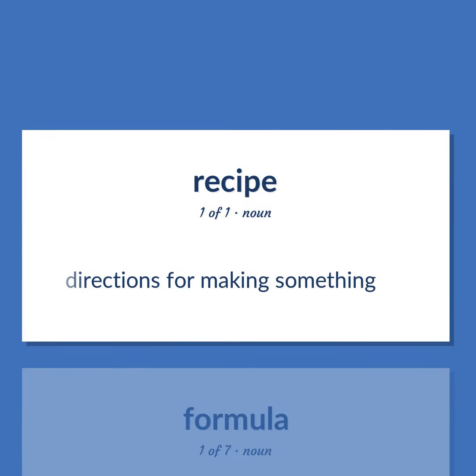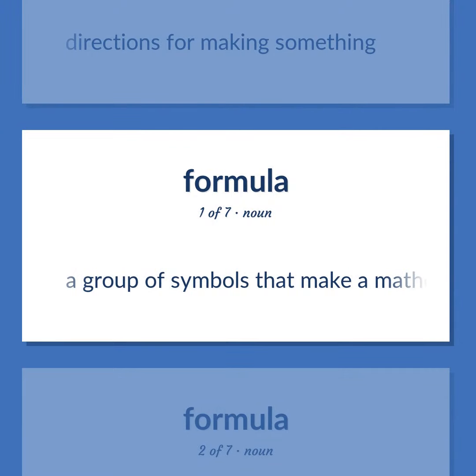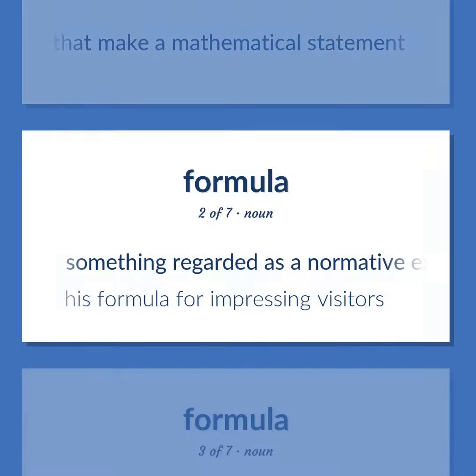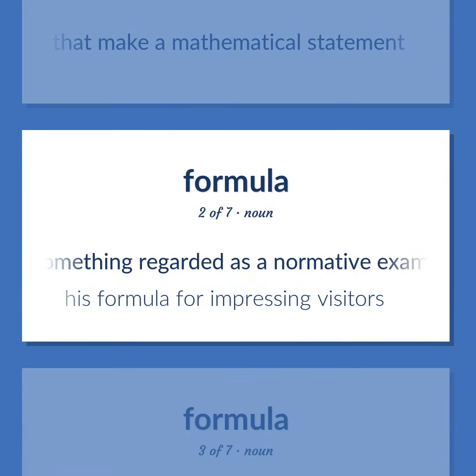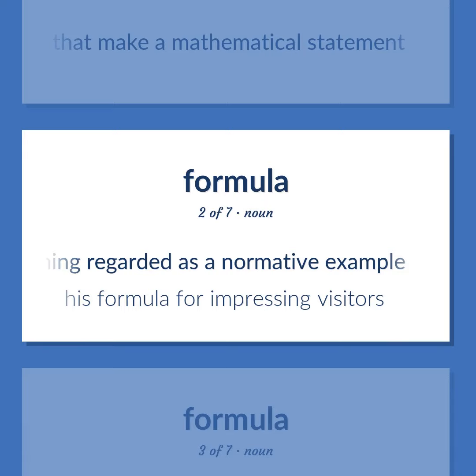Directions for making something. A group of symbols that make a mathematical statement. Something regarded as a normative example. His formula for impressing visitors.